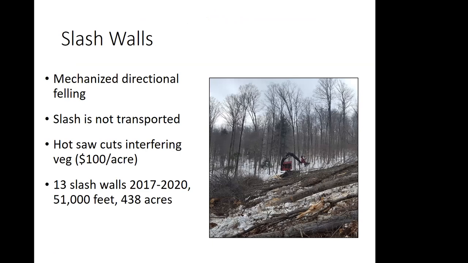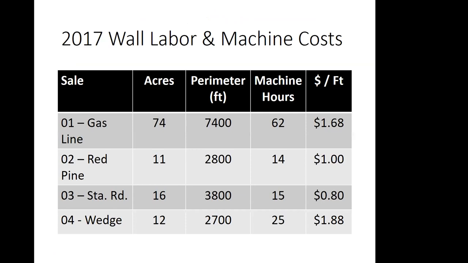So I've talked about this, the mechanized directional felling, the slash is not transported. The other thing we did that I forgot to mention is we used that feller buncher has a continuously rotating blade. It's called a hot saw. And we paid them about $100 an acre to cut all of the stems. So it was a brushing or a weed whacking of the forest.